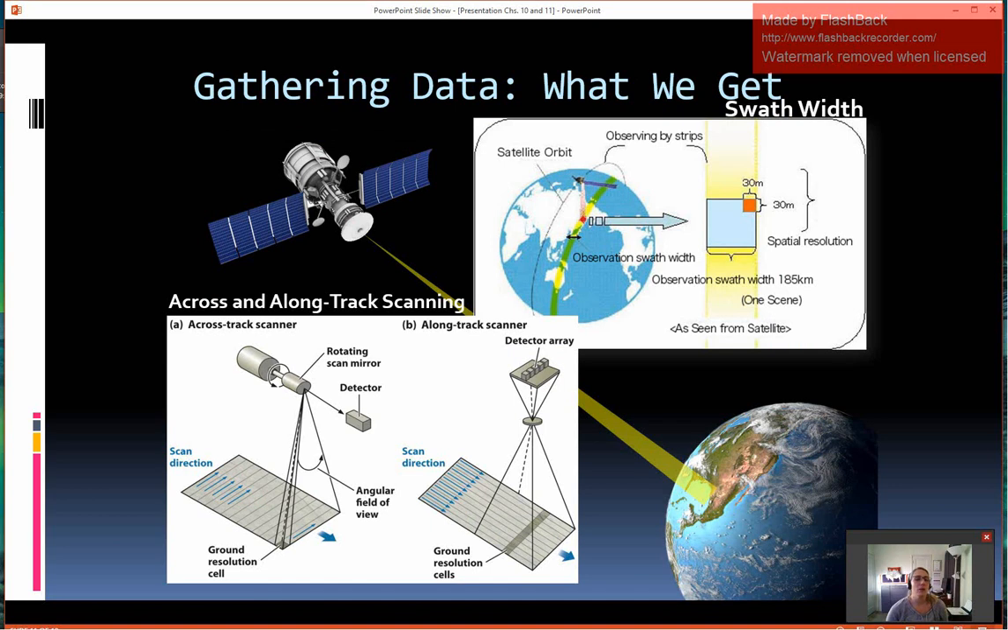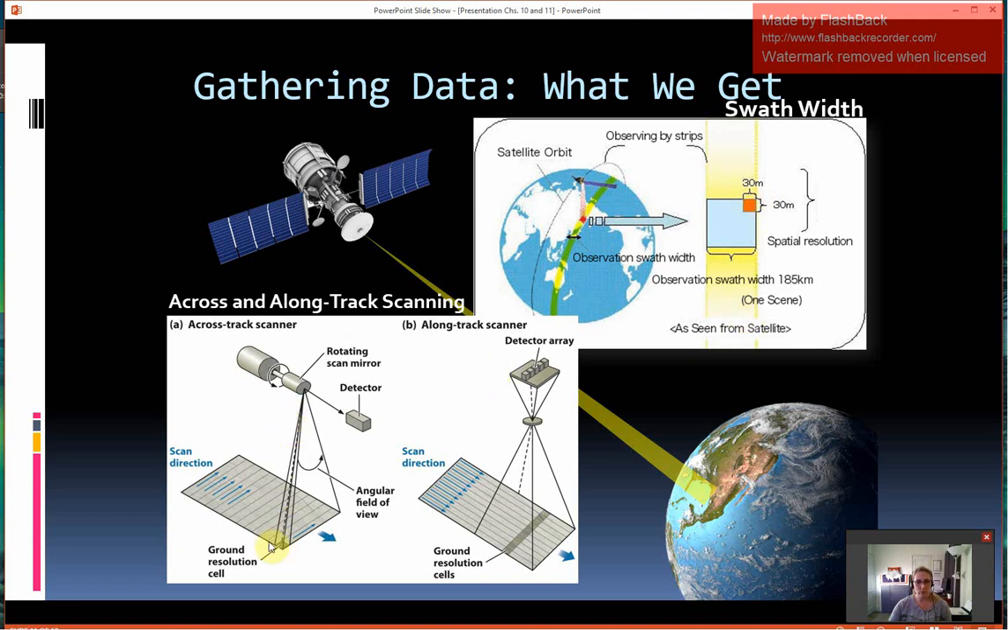So when the satellites are gathering data, in general, how it works is as the satellite orbits, the camera is facing down onto the Earth, onto a certain little area, and it creates what's called an observing strip, or swath width. And this is a set distance that is used to calculate the size and the spatial resolution of the image that's produced. In this case, we generally have an observation swath width, that's kind of a tongue twister, of 185 kilometers, and that's divided into 30 meter by 30 meter squares, which is the spatial resolution that we're talking about.